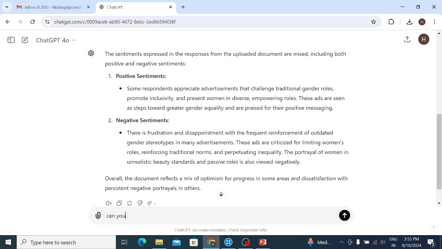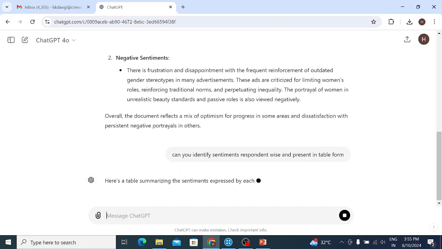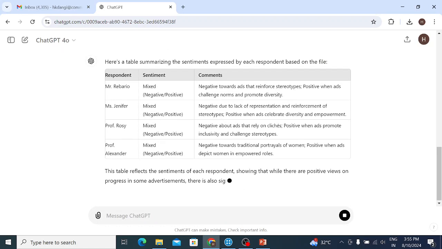Can you identify sentiment respondent wise and present in table form? Let's see what it does. I expect it to come up with a table wherein in the first column you have the interview's name, right? These are the 4 interviews. Then what are their sentiments, whether they have used positive, negative, or neutral, right?